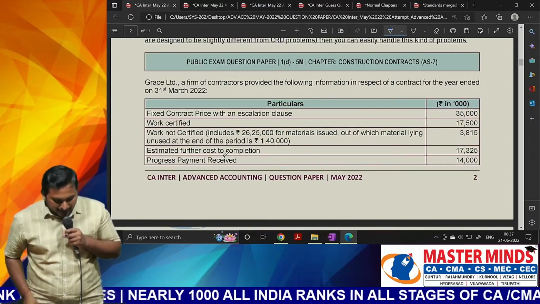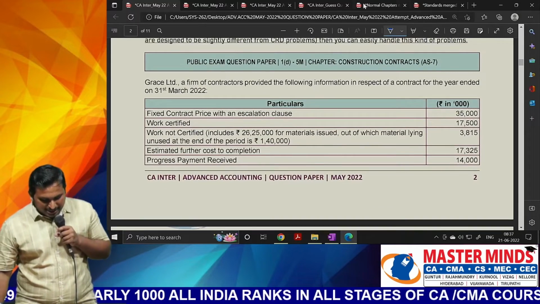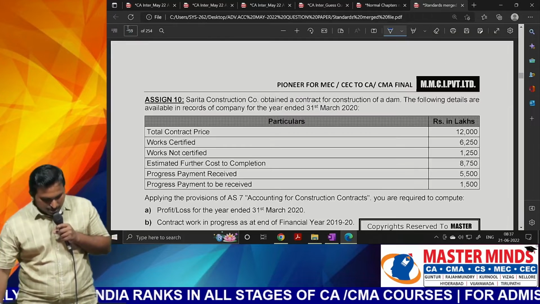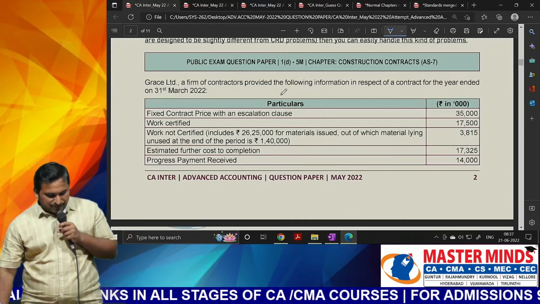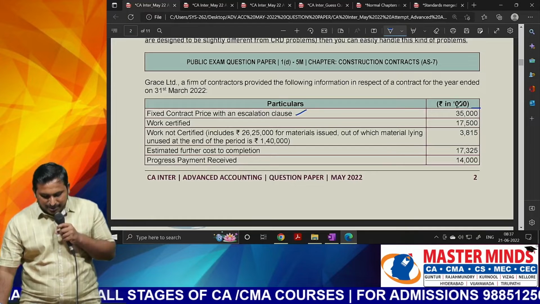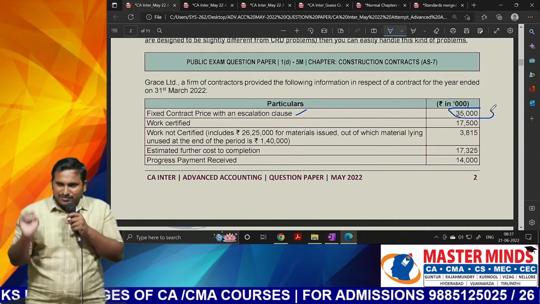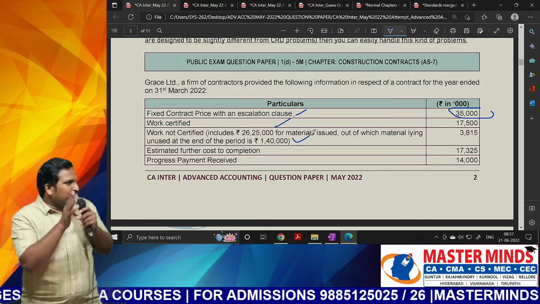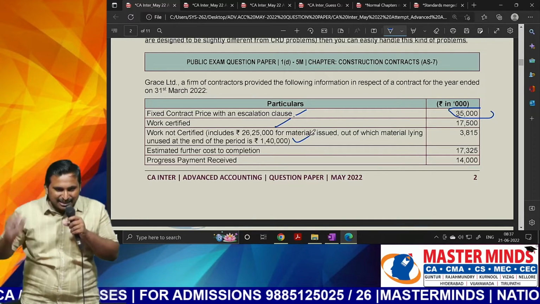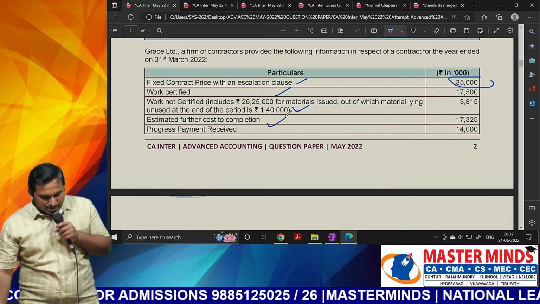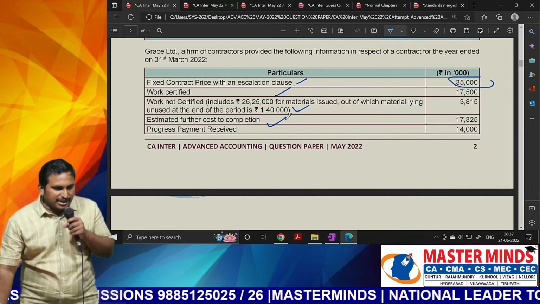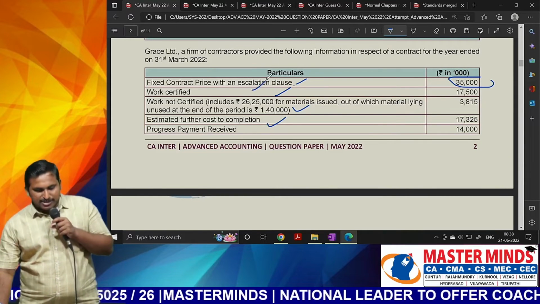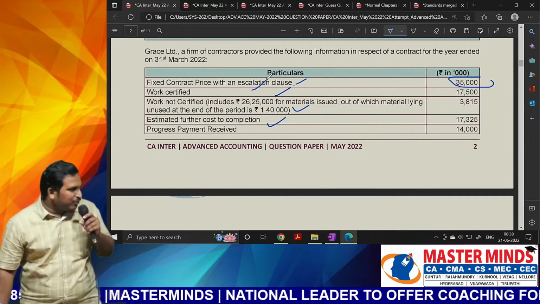Question number 1D. It is based on construction contracts, sir. Let me show you the similar question to assignment 10. You could observe what are the facts given. Fixed contract price, but they have given that escalation clause. In one of the question, we apply there that escalation clause, sir. Work certified will be given, work uncertified. You know, together if we add, we'll get the cost incurred. Then further estimated cost. When you know cost incurred and further estimated cost, you can find percentage of work completed. When you know the total contract price, then if you multiply, you will get total contract revenue for the period.